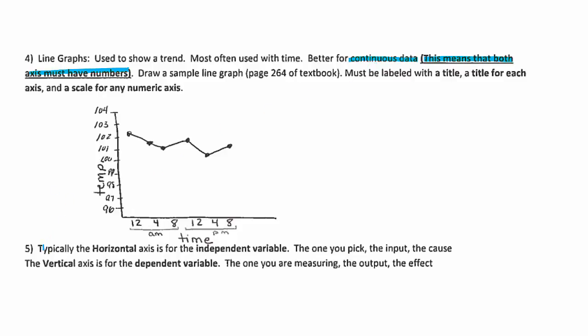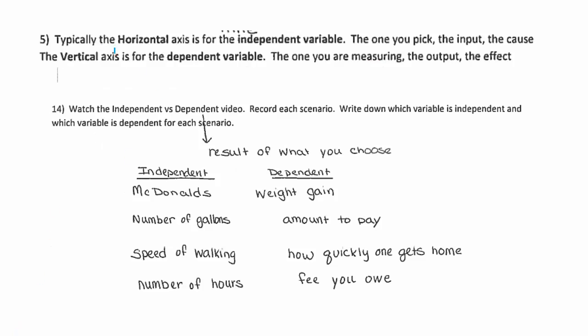Then we get into independent versus dependent, and I'm going to actually talk about those two on the next slide. So typically, the horizontal axis is the independent. When you were back taking algebra, this would have been your x-axis. And then your vertical axis is your dependent. Again, when you were back taking algebra, this would have been your y-axis.